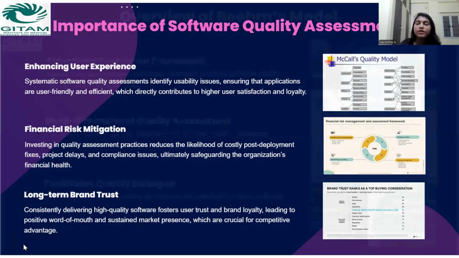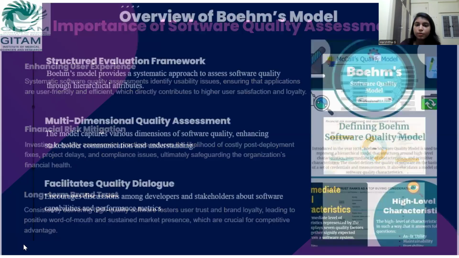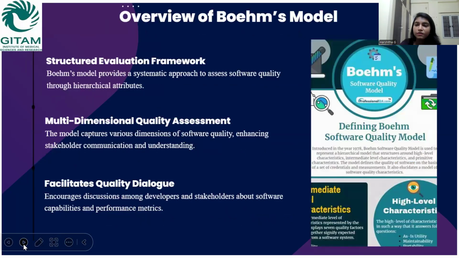So first, let's concentrate on Boehm's software model. Barry Boehm introduced this model in the year 1978. This model defines software quality through a hierarchical structure of attributes and metrics. Unlike McCall's model, which focuses on high-level software quality measurement, Boehm's model covers a broader range of characteristics, including hardware performance. So this model is divided into three levels that represent various aspects of software quality, and let us explore all those three levels in detail.